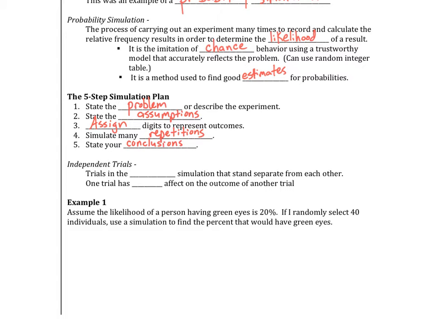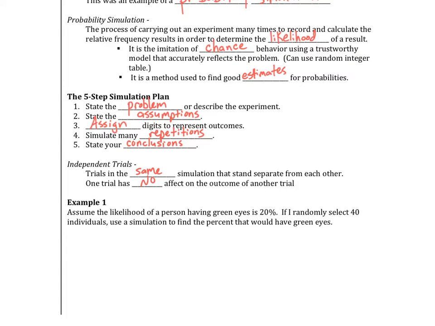Independent trials are trials in the same simulation that stand separate from each other. One trial has no effect on the outcome of another trial. Okay, so for example, if I flip a coin and roll a die, me flipping the coin is not going to affect what number I roll on the die.